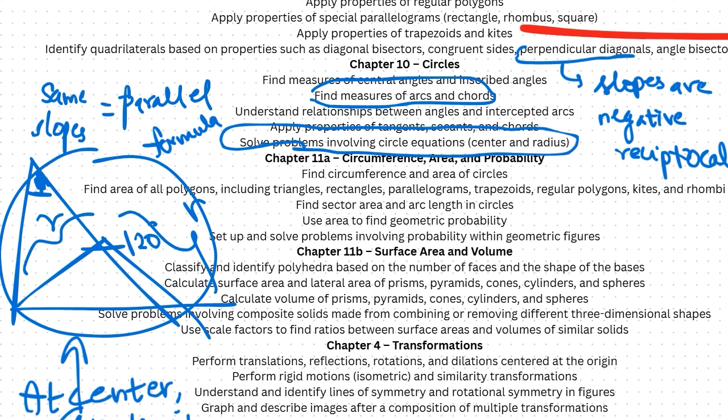Next, circumference, area, and probability. Circumference of a circle formula is 2 pi r. Circumference means border length, or perimeter. Perimeter also means border length. Area of a circle is pi r squared.